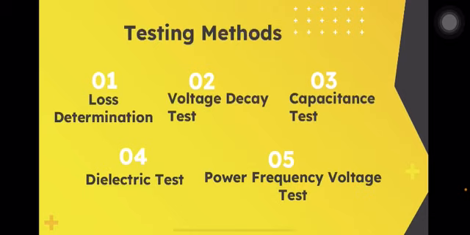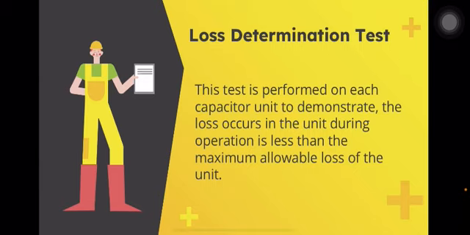There are 5 testing methods that are used: loss determination, voltage decay test, capacitance test, dielectric test, and power frequency voltage test. The first one is the loss determination test. This test is performed on each of the capacitor units. The loss that occurs in the unit during the operation, if it is less than the maximum allowable loss of the unit, then it is known as the loss determination test, which is being carried out.